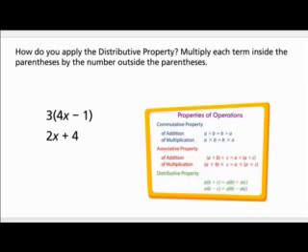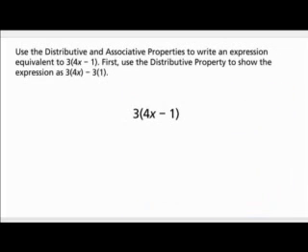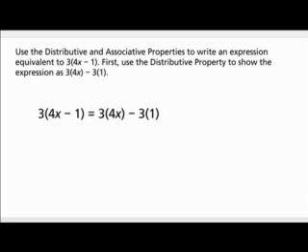Think about how you can use these properties of operations for any numbers a, b, or c. Use the distributive and associative properties to write an expression equivalent to 3 times the quantity of 4x minus 1. First, use the distributive property to show the expression as 3 times 4x minus 3 times 1.